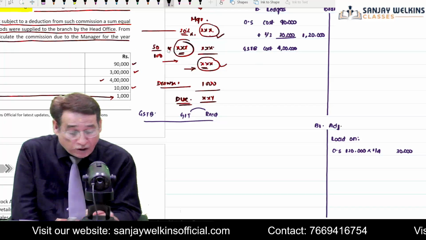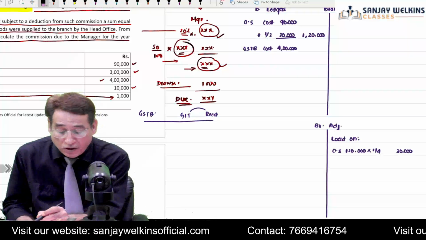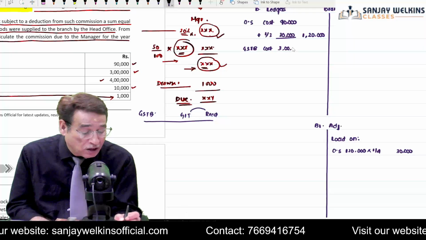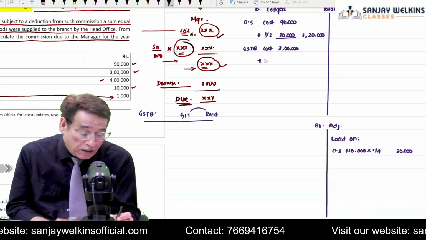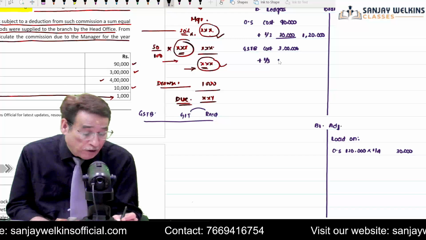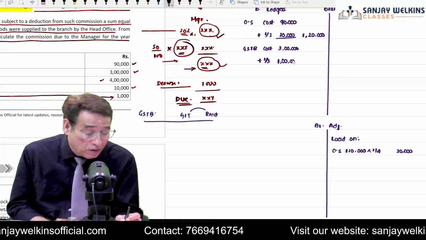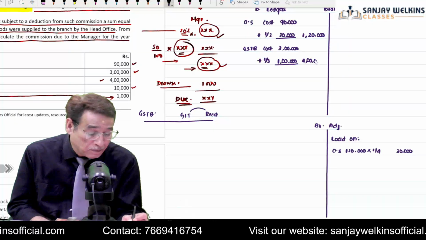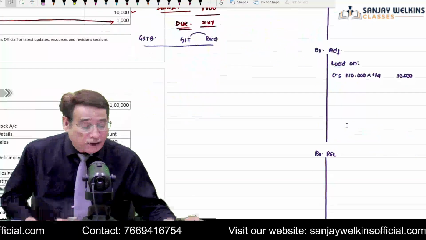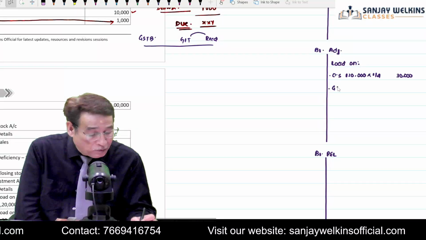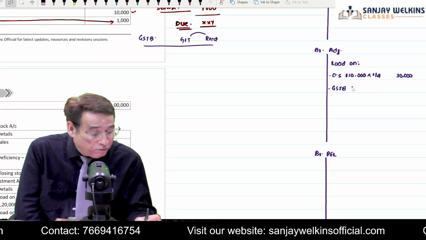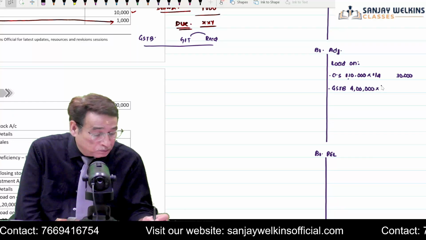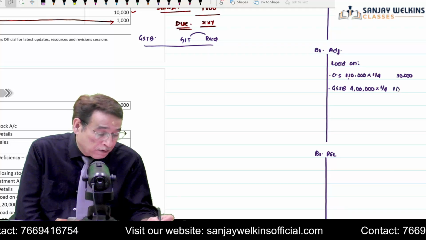Sorry, goods received from head office is given. 4 lakh is sales. Extremely sorry. Goods sent to branch at cost is 3 lakh actually. And now we will apply 1 by 3. It will become 1 lakh. And the invoice price will be 4 lakh. So you must have sent goods at invoice price of 4 lakh. So goods sent to branch account, 4 lakh into 1 by 4, that is equal to 1 lakh.